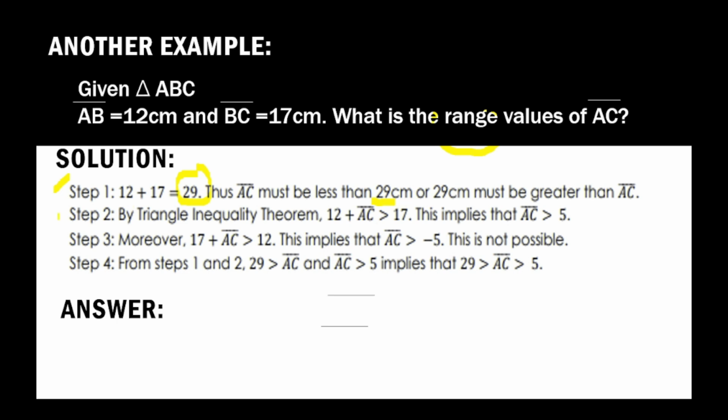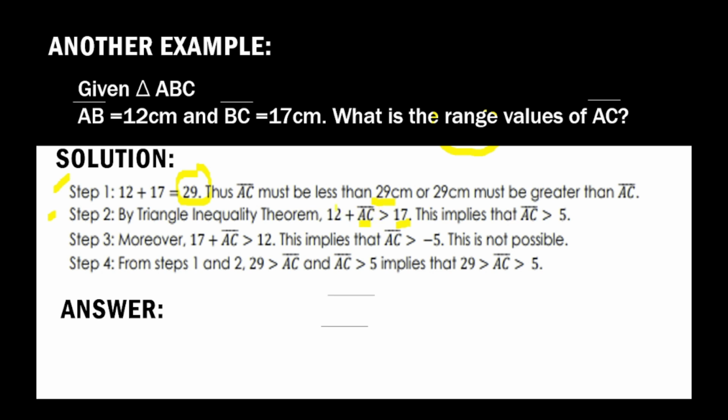Okay? Step 2. By triangle inequality theorem, 12 plus side AC is greater than 17. This implies that yung side AC ay greater than 5. Ibig sabihin daw, yung 12 plus i-add mo yung side AC, dapat greater than 17. Kasi nga, ang ini-add na natin dito yung side AC. Dapat greater than 17. Nirambol na natin yung mga numbers. Eh, dahil nga hindi pa natin alam ang measure ni AC, so AC muna siya.